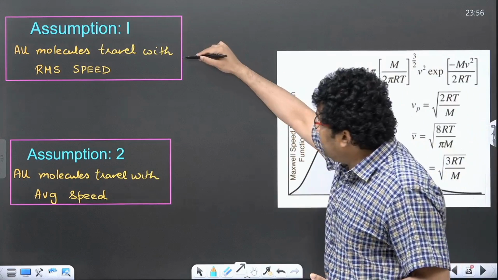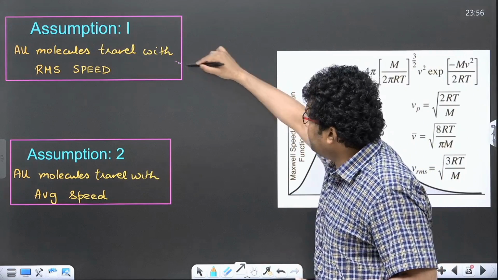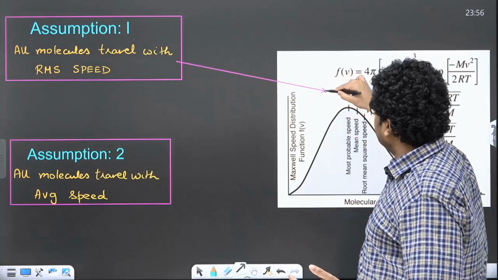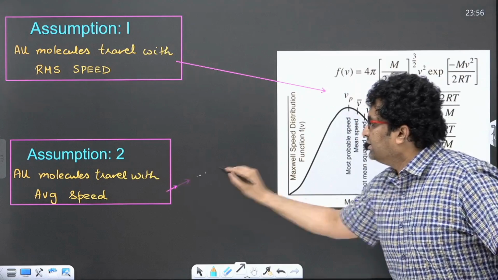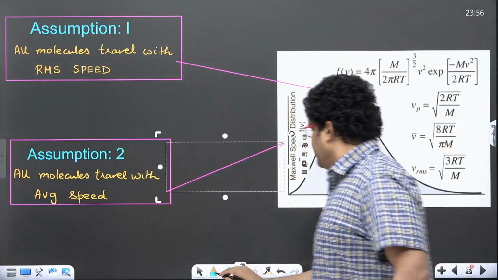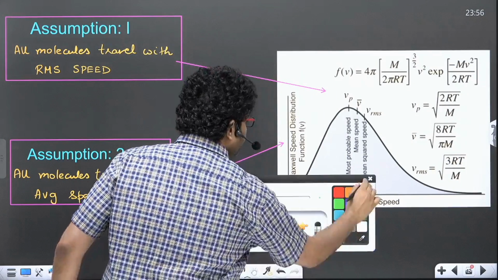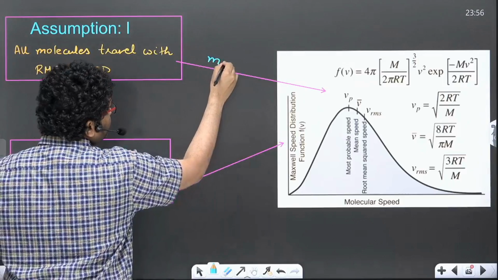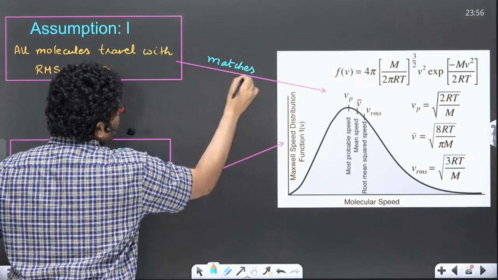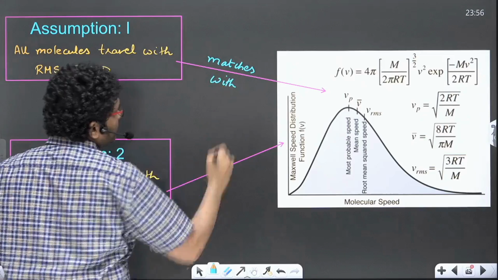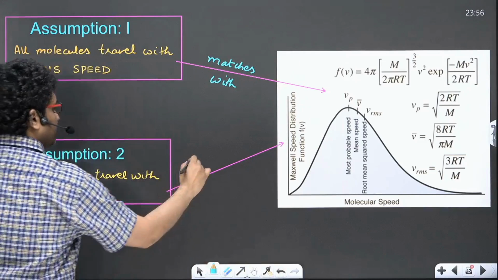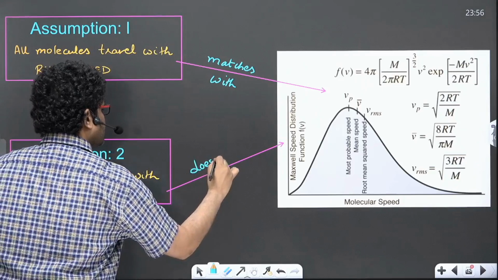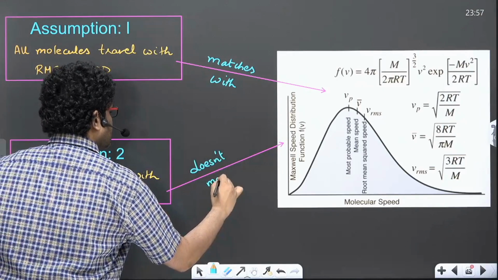So this is going to match this situation, whereas this one doesn't match this situation. Let me write that so that you can copy it in your notes. Matches with the Maxwellian distribution, or that formulae set that we arrive at, whereas this one doesn't match. That's it.